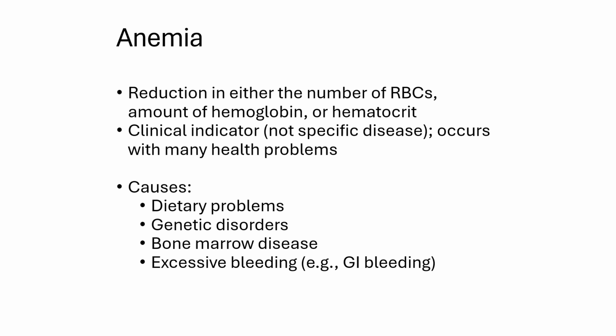Anyway, so as far as causes, there is anemia related to dietary issues. There's anemia related to possibly genetic causes. There are bone marrow diseases that can cause anemia, and one that's pretty well known to us is excessive bleeding.